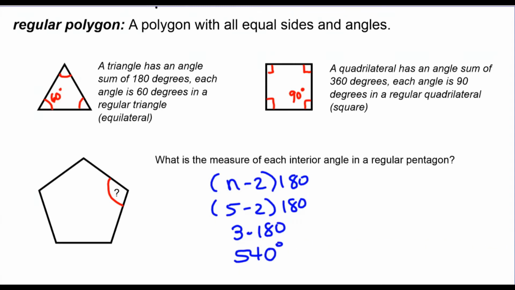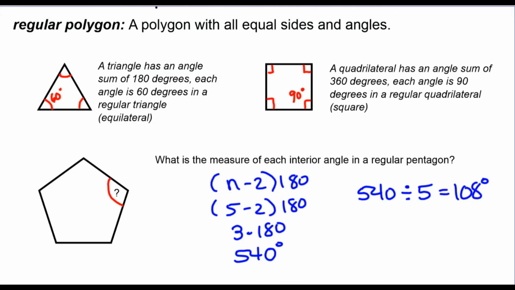Is the sum of all the angles. So what is just one of the angles going to be? Well, there are 5 angles that are equal in a pentagon. So I'm going to take 540 divided by 5 to get what each angle needs to be. And 540 divided by 5 is 108 degrees.